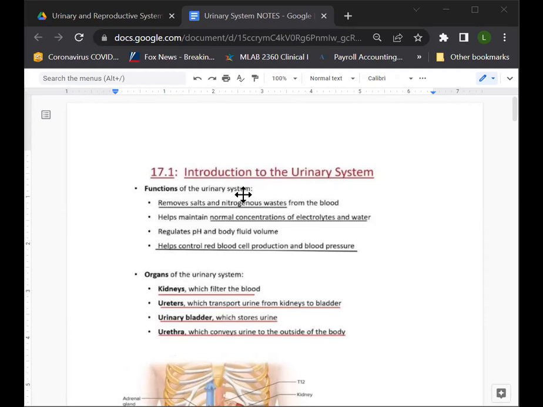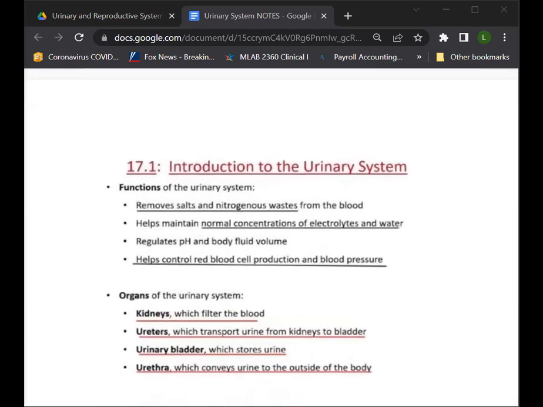So for the functions of the urinary system, we need to know that the urinary system is supposed to remove salts and nitrogenous waste from the blood. What this means is that essentially the urinary system is meant to remove junk from the body. Just as we go through life, we're just going to naturally produce garbage, waste, and that garbage needs to be taken out. Otherwise, if the garbage accumulates, it starts to pose a problem.